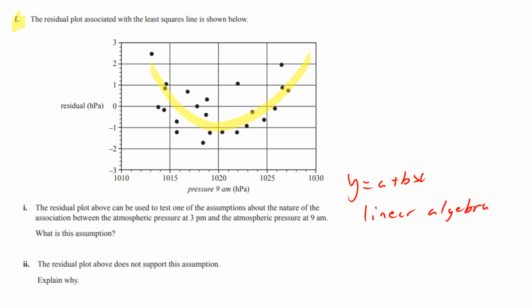The residual plot is not showing that. So the assumption is that it's a line. So linearity, or it's a line. The residual plot above does not support this. You can clearly see there's a pattern. There's a clear pattern in the residual. It's obviously going to need a transform. And that was 2 marks for that. Again, very badly done. 41% got part I right, 36% got part II right.